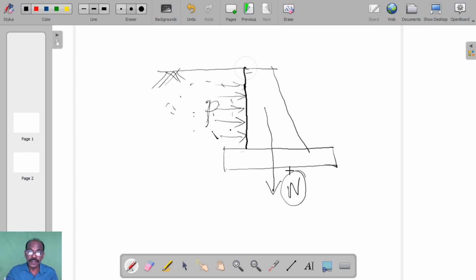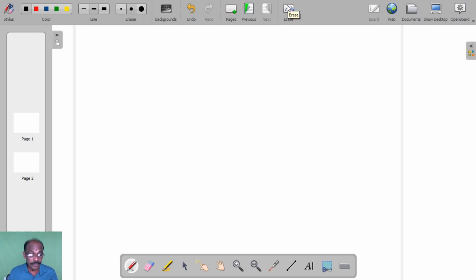Next, the second type of retaining wall, the cantilever retaining wall. Now the cantilever retaining wall looks like this.